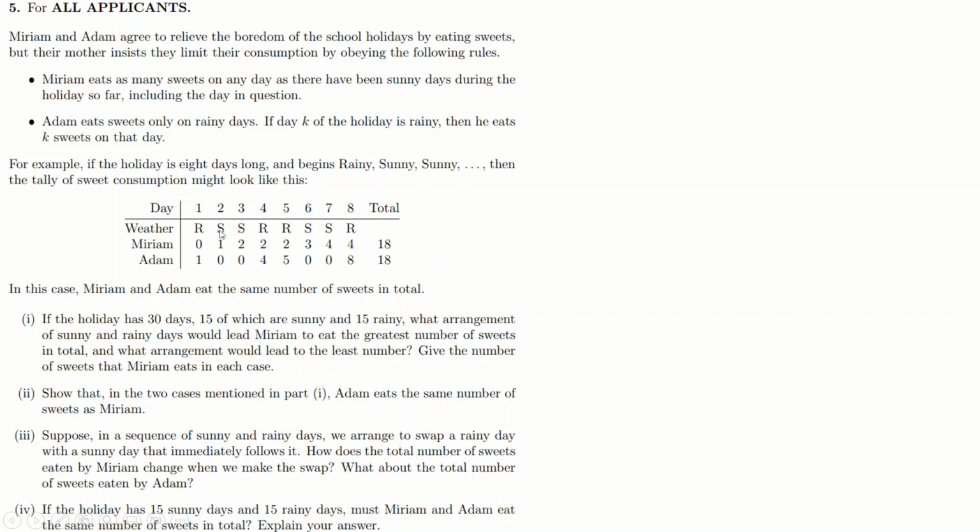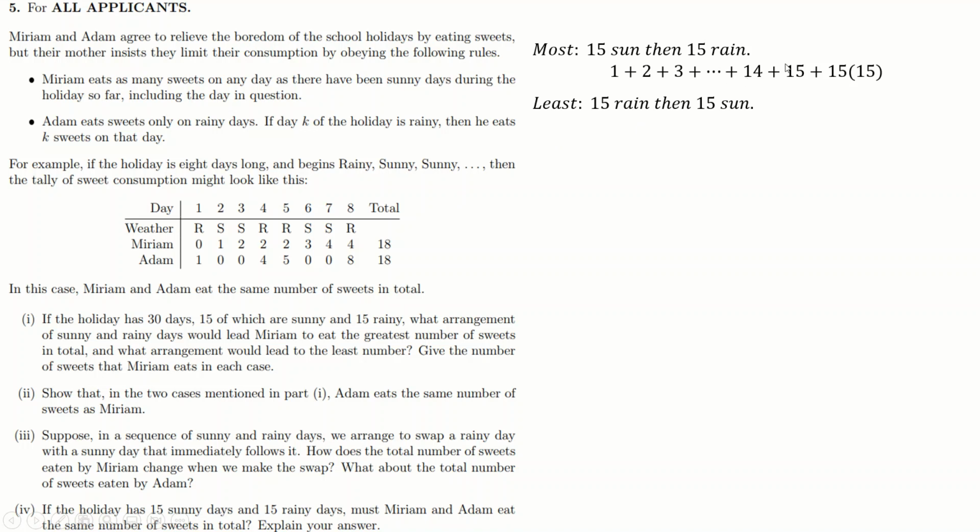Now, remember, she can eat as many sweets as there have been sunny days. So if we front load all of the sunny days and have 15 sunny days first, then 15 rainy, she can eat 1 on the first day, 2 on the second day because there have been 2 sunny days, 3 on the third, and so on. And then on the 16th day, even though it's raining, she's still allowed to eat the number of sunny days there have been. So she's allowed to still eat 15 sweets on that 16th day, and then 15 after that, and so on. So she can eat this many up to here, and then just 15 every day after that, which is 15 lots of 15.